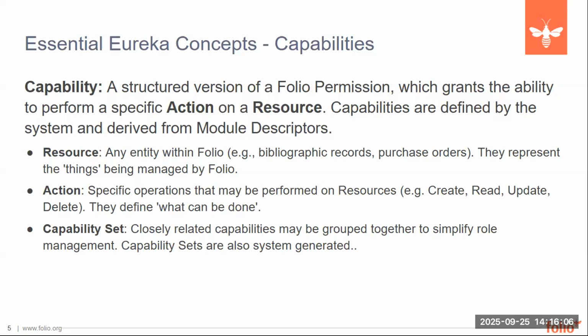The last piece is that there are also capability sets available within Eureka. Capability sets are basically a way to deliver a group of closely related capabilities as one piece, so that you don't have to go through the minutiae of managing however many small pieces there are. Capabilities are defined by the system. They come along with the modules that compose the applications. They are defined from the module descriptors, and they are basically system generated, so this is not something that you necessarily get to customize.